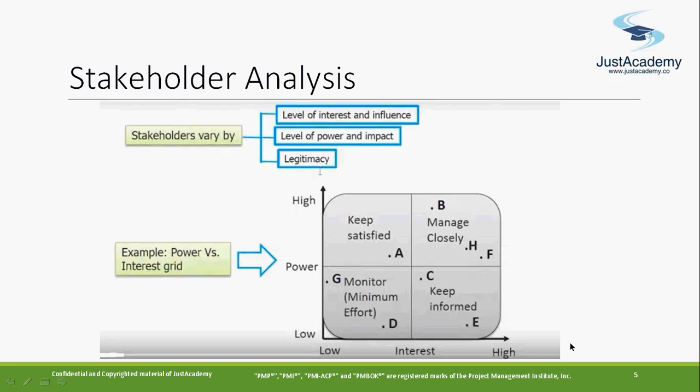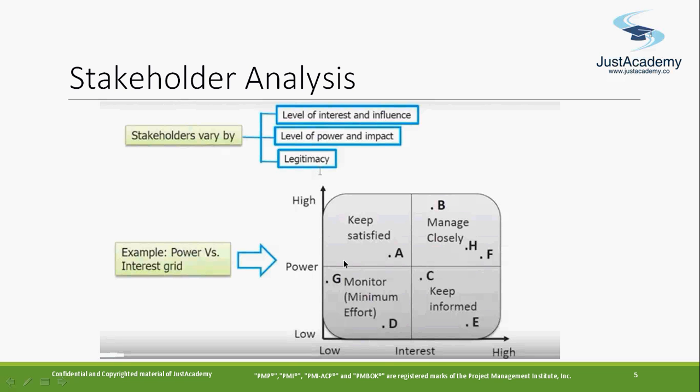Keep informing them. For example, in this case, C and E, maybe any stakeholder who takes more interest but doesn't impact your project. It depends on what type of project. Maybe I can say your external vendor. They are very much interested in the project, so that they can put more resources in your project, and maybe they have less power. But they have a high interest in this. So keep on informing them. Send a mail or update them whenever it is required.